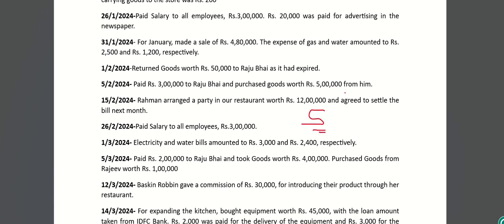What else is said? He agreed to settle the bill next month. That means the person has not paid the bill, isn't it? When the person doesn't pay the bill and agrees to pay in a future date, or a person makes a purchase from the business and agrees to make the payment at a future date, that person is called a debtor of the business.